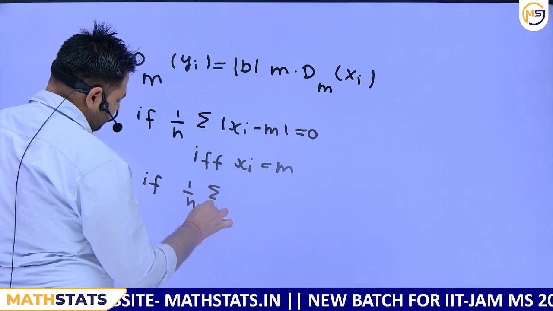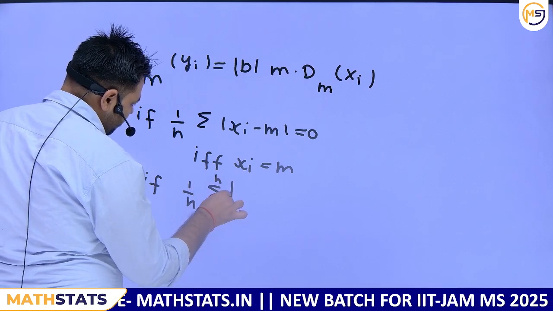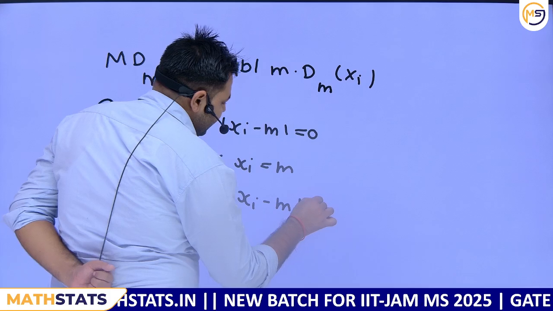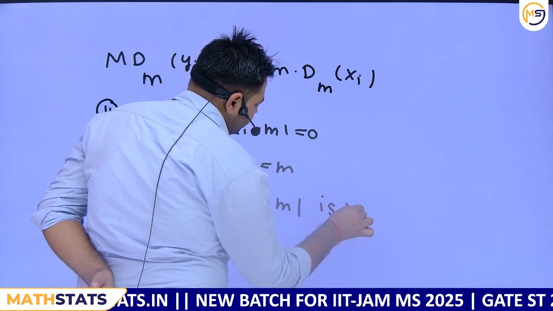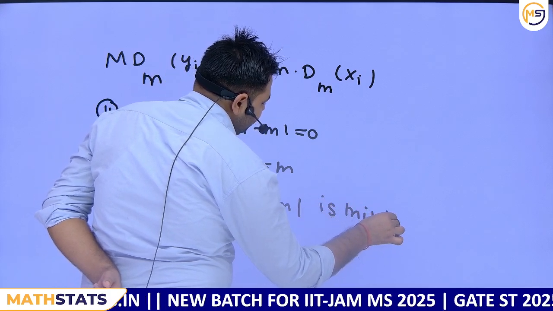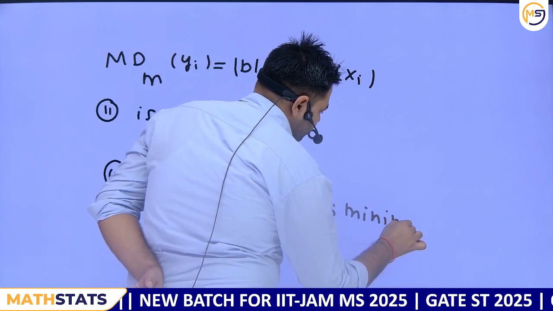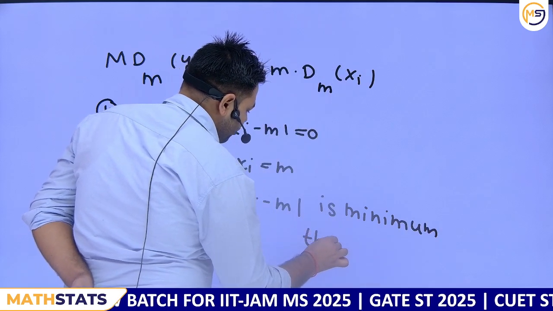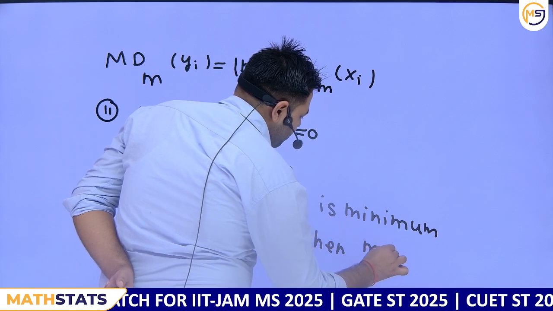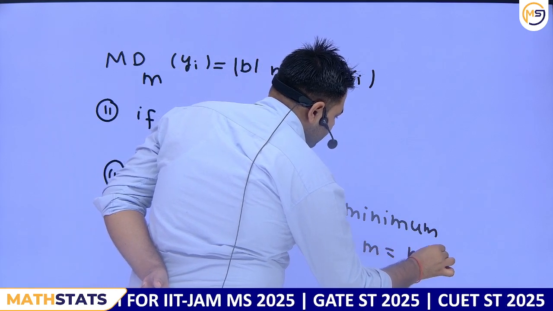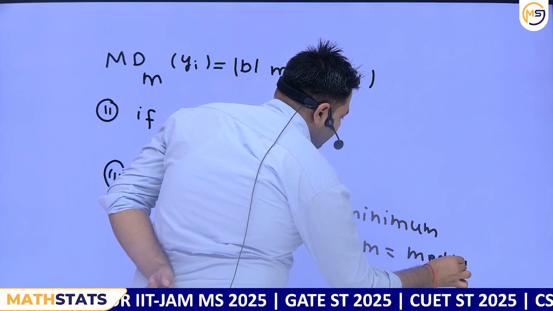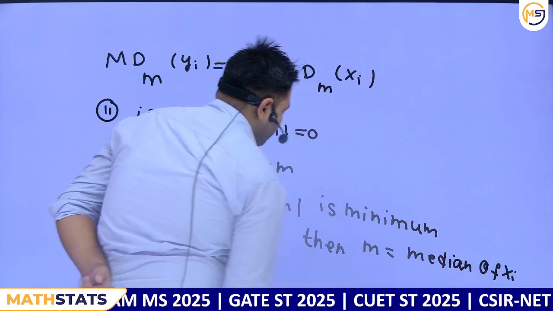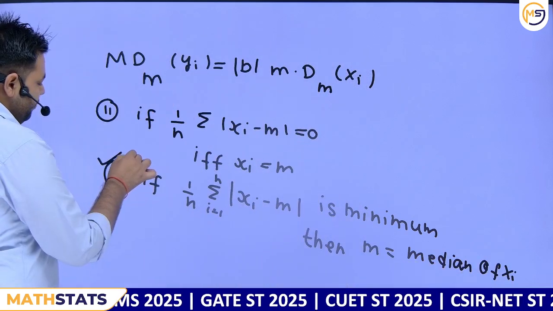Third property: if 1 upon n summation i equal to 1 to n mod of xi minus m is minimum, then this m equals the median of xi. Okay, this is an important property.